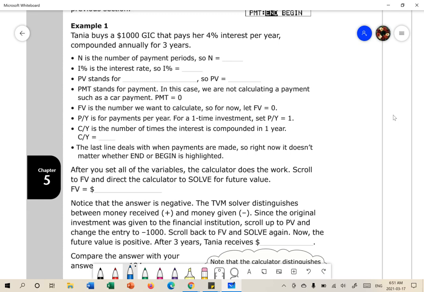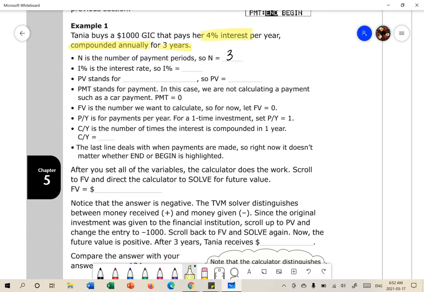So N is the number of payment periods. It says that her GIC is compounded annually for 3 years. So annually means once a year for 3 years. So once a year for 3 years is in total 3 periods. The interest rate is 4%.